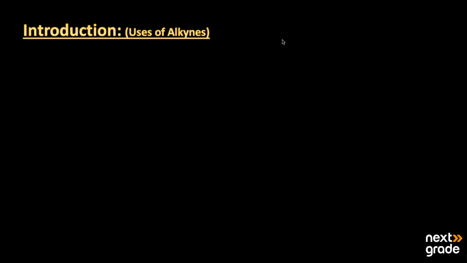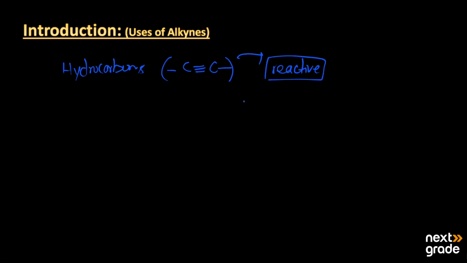The topic we will discuss today is about the uses of the alkynes, that is, how we can use the alkynes in our daily life. Basically, when we have a simple look at the alkynes, these are hydrocarbons that contain a triple bond between two carbon atoms. That's why they are known as alkynes, and they are more reactive as compared to the first class of hydrocarbons, which is alkanes.